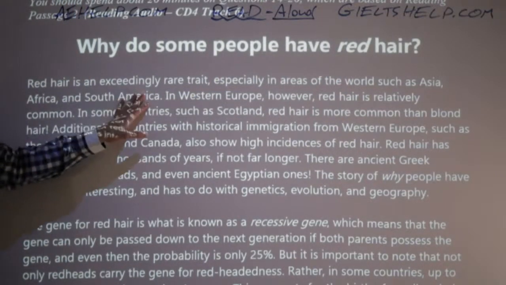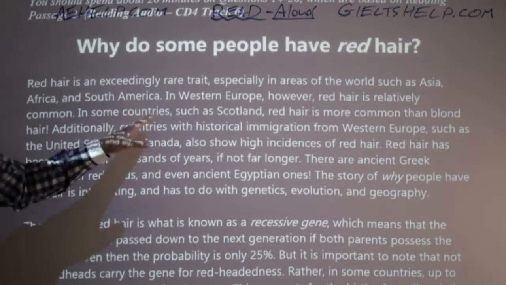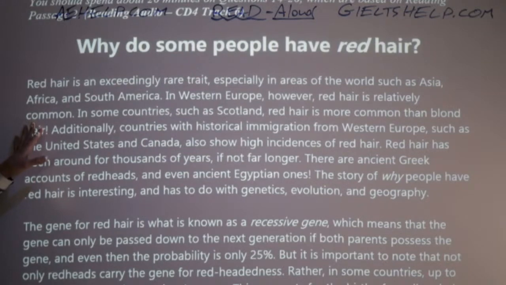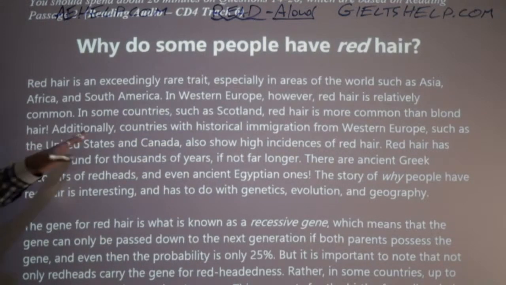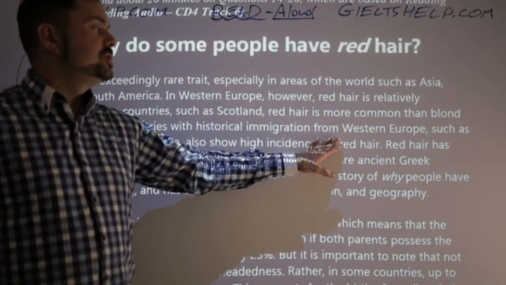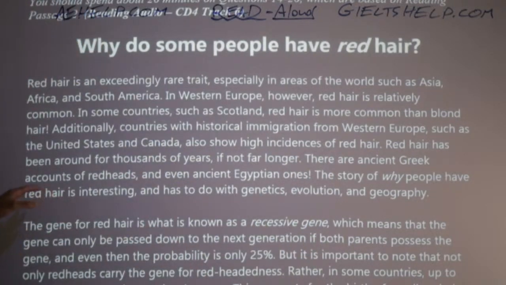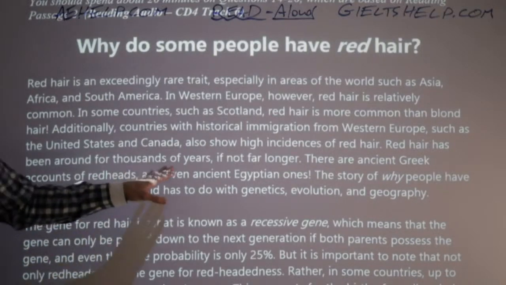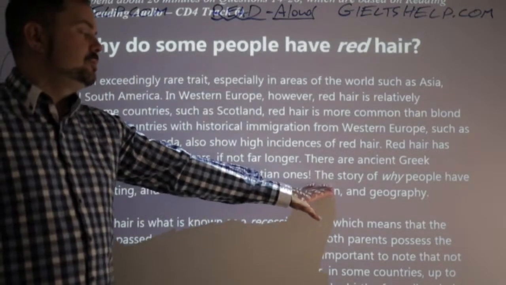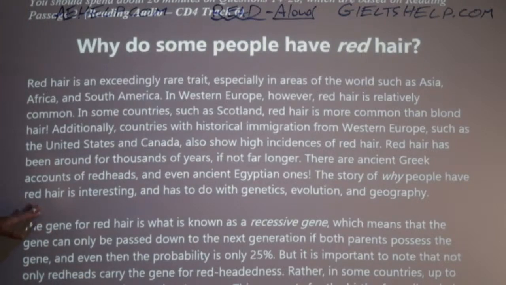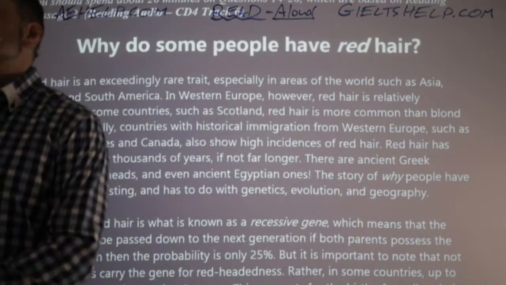Red hair is an exceedingly rare trait, especially in areas of the world such as Asia, Africa, and South America. In Western Europe, however, red hair is relatively common. In some countries, such as Scotland, red hair is more common than blonde hair. Additionally, countries with historical immigration from Western Europe, such as the United States and Canada, also show high incidences of red hair. Red hair has been around for thousands of years, if not far longer. There are ancient Greek accounts of redheads and even ancient Egyptian ones. The story of why people have red hair is interesting and has to do with genetics, evolution, and geography.